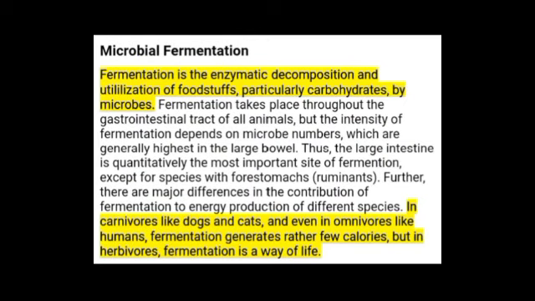What is microbial fermentation? Fermentation is the enzymatic decomposition and utilization of foodstuffs, particularly carbohydrates, by microbes. Fermentation takes place through the gastrointestinal tract of all animals, but the intensity of fermentation depends on microbes' numbers, which are generally highest in the large bowel. Thus, the large intestine is quantitatively the most important site of fermentation, except for species with 4 stomachs, ruminants.